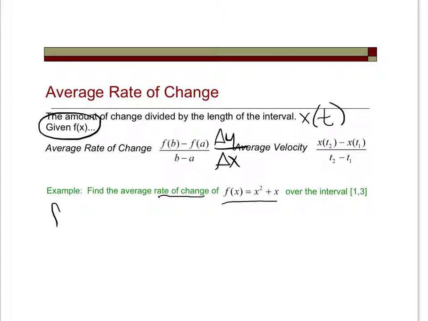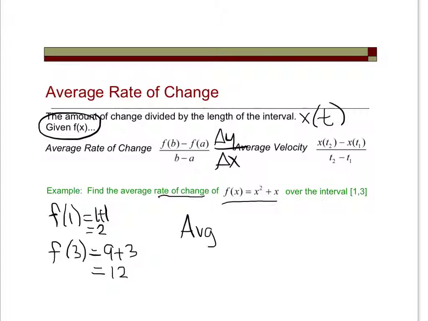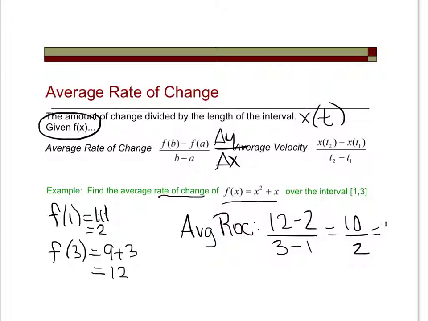If I substitute 1 into the function, 1 plus 1 is 2, so we get (1, 2) as one of the points. If I substitute 3 into the function, we get 3 squared, which is 9, plus 3, 12. So now I have the two ordered pairs (1, 2) and (3, 12). The average rate of change is the change in y, 12 minus 2, over the change in x, 3 minus 1. So we end up with 10 over 2, or 5. Average rate of change, if given f of x or the x of t position, you just subtract the y's over the change in x.